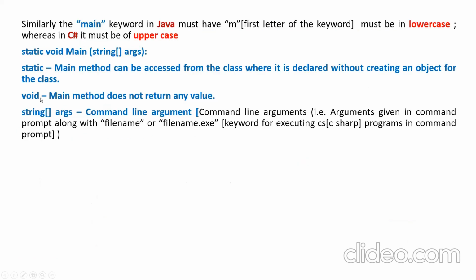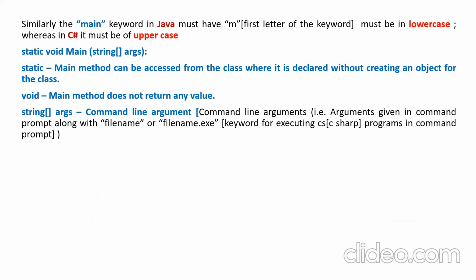Last one, static again indicates the main method can be accessed without creating any object for the class in which it is declared. Here within the hello class, it has been declared. If I want to access the main method, I need not create an object for the hello class. I can directly access it over here. Then void means it does not return any value. And finally, main is the name of the method.